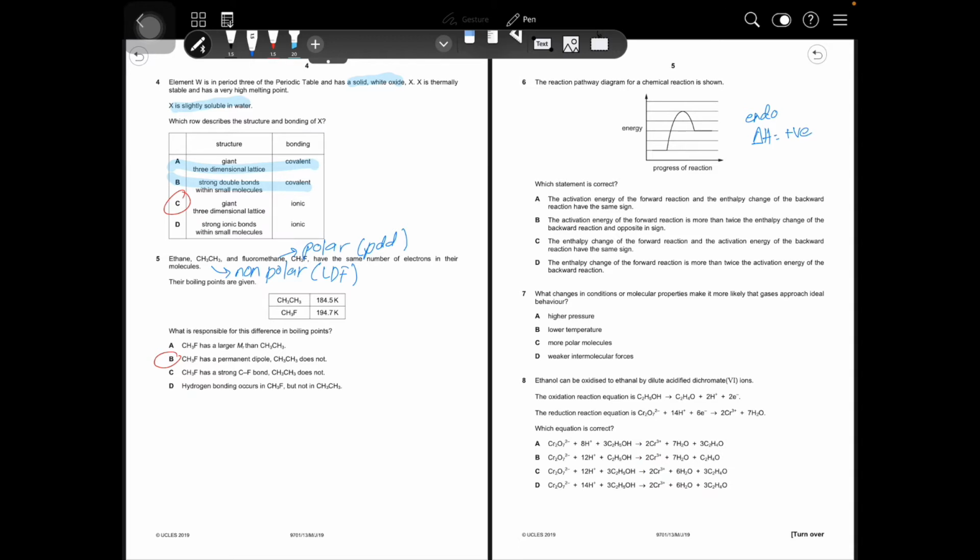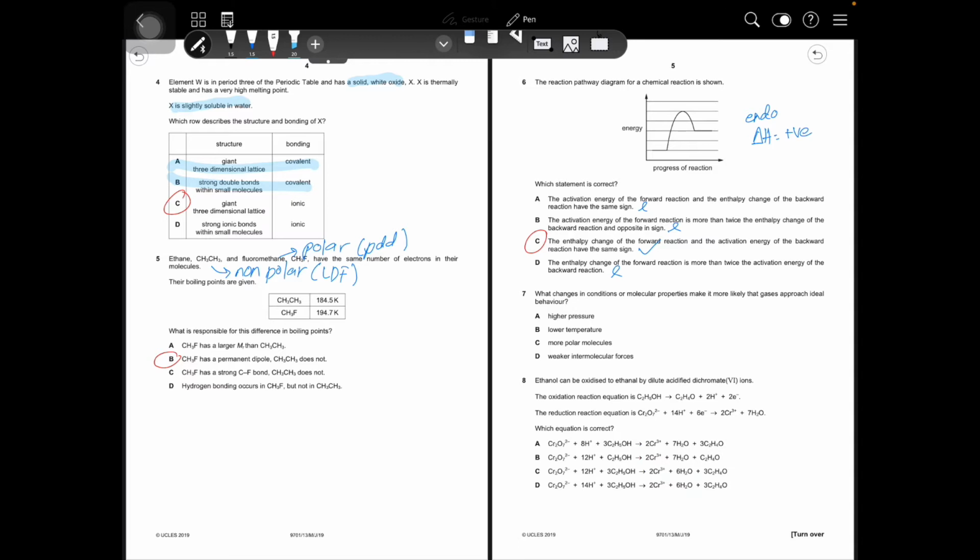so this is incorrect, because the activation energy is positive and the enthalpy change of the backward reaction will be negative. The activation energy of the forward reaction is more than twice the enthalpy change. This is also incorrect. There is no significant relationship between the value of the activation energy and the enthalpy change, which shows that the answer D is also wrong. So the enthalpy change of the forward reaction and the activation energy of the backward reaction have the same sign. This is correct because both will have a positive sign, so we have C.